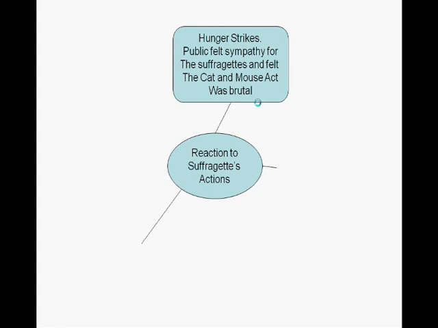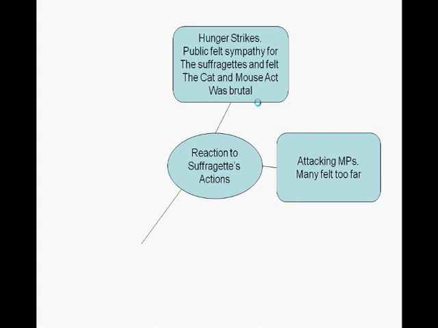Hunger strikes. The public felt sympathy for the suffragettes, and remember the Cat and Mouse Act was the idea that if a suffragette went on hunger strike in prison, she would be released until she was fit and healthy again. They'd be taken back into prison, and it was like a Cat and Mouse Act, because it was like how a cat plays with a mouse sort of thing. This brought the suffragettes quite a bit of sympathy because people didn't like to see the government treating members of the population like that.